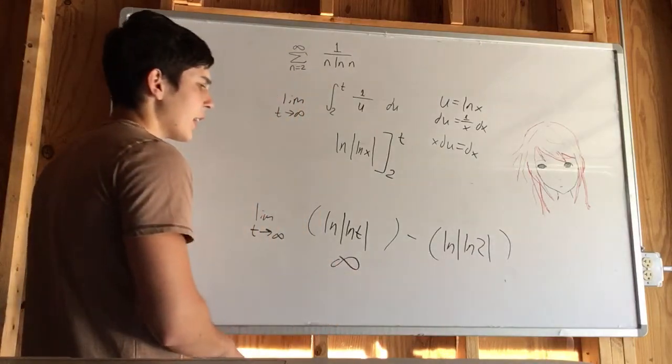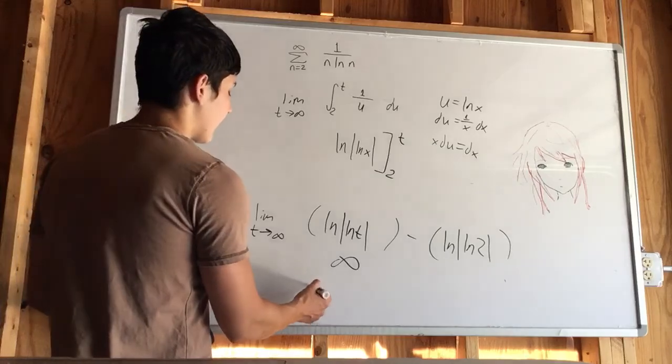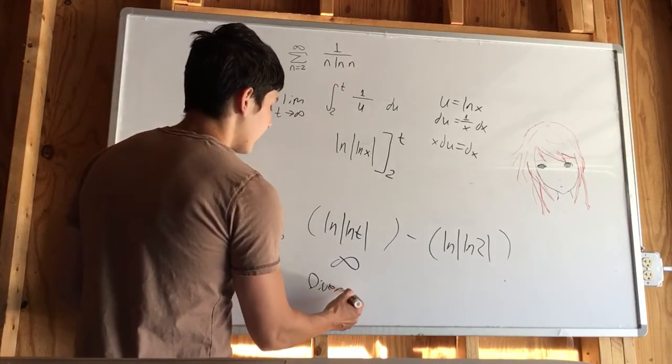So that's infinity. You subtract some number from infinity, it's still infinity, so this diverges.